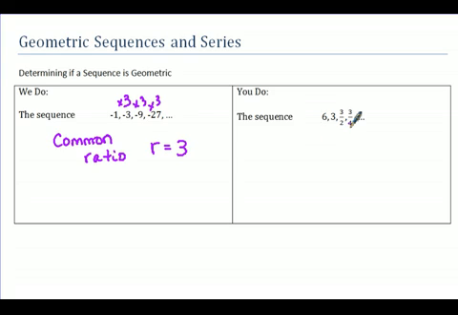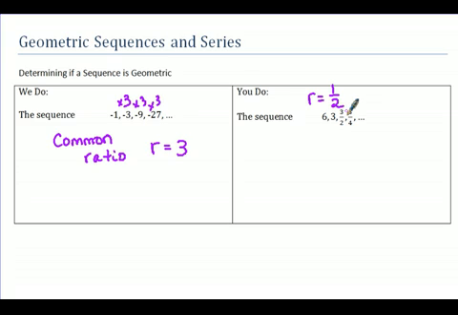Consider this next sequence over here. Pause the video for just a moment. See if you can determine what the common ratio is. Now this one may not be quite as obvious as the previous sequence, but hopefully you were able to determine that the common ratio here is 1/2. You might say that the pattern is we're dividing by 2 every time, but it's going to be a little bit more convenient for us to think about it as multiplying by 1/2 instead of dividing by 2.